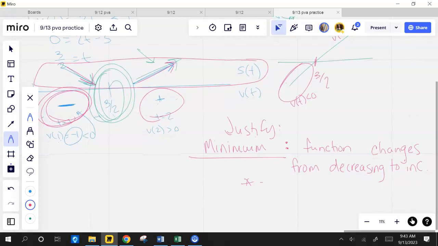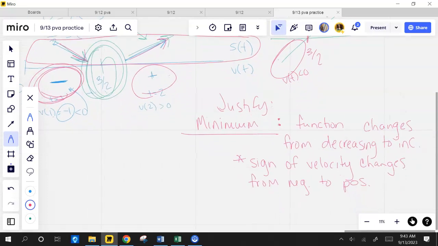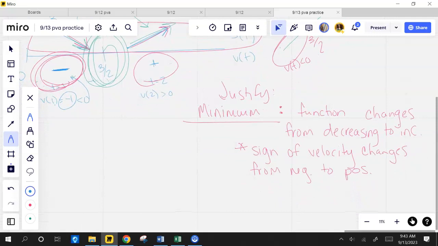It would be the sign of velocity changes from what to what? From negative to positive. So that's how we use calculus to justify a minimum. The derivative sign changes, or the velocity, because I'm looking at position, changes from negative to positive. And then, of course, for maximum, I would just change those around.